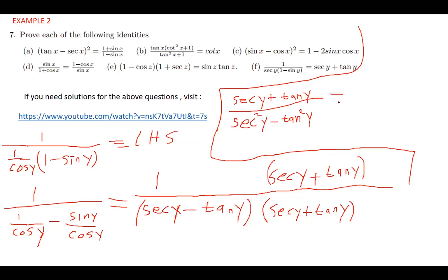When you look at it, as I said, you need to have the third eye, you need to know where you are going. So this sec squared y is just the same as 1 over cos squared y, and this tan squared y is just the same as sine squared y over cos squared y. And then you find the common denominator there. Let me write what I'm talking about here. So we're going to have sec y plus tan y.